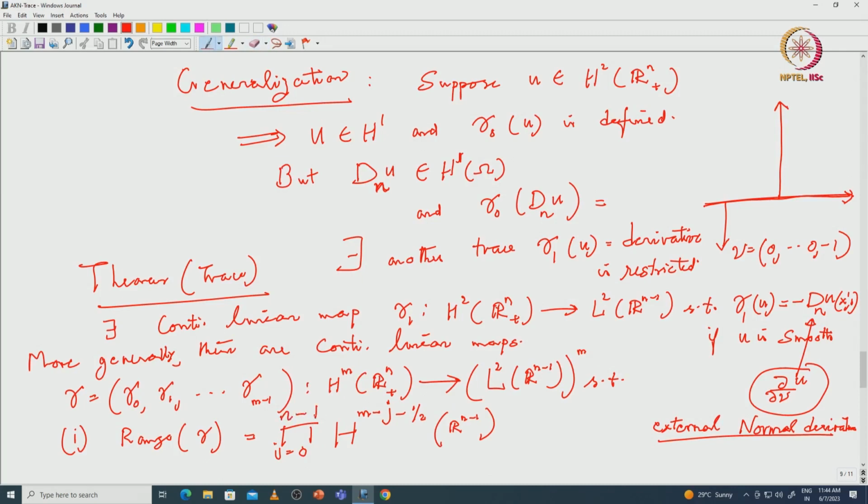N minus 1, and its kernel of gamma is nothing but your H^m_0 of R^n_+, plus the density part. Okay, so you have a more general theorem. Now, this proof you do not have to prove separately, because it follows from the first part's proof. Now, come back to the previous theorem, the fourth part, part 4.